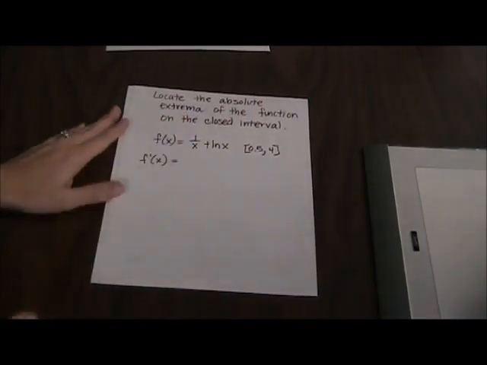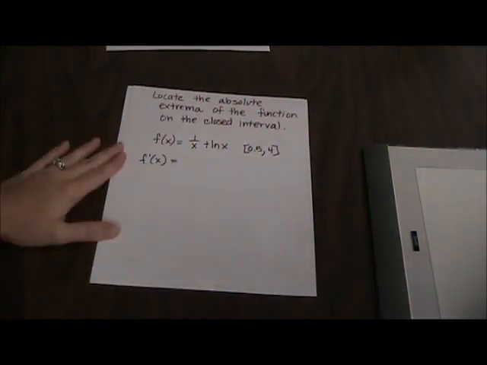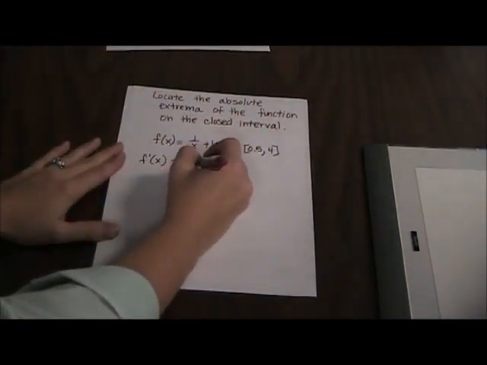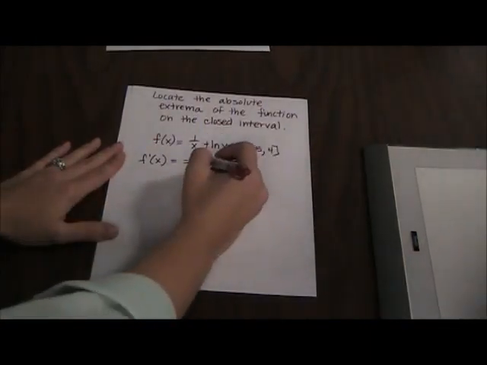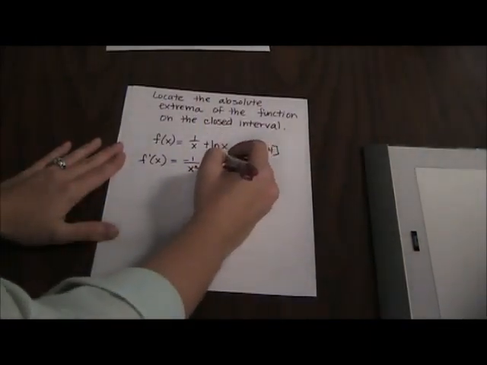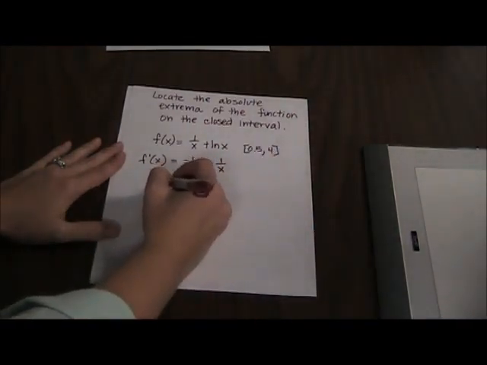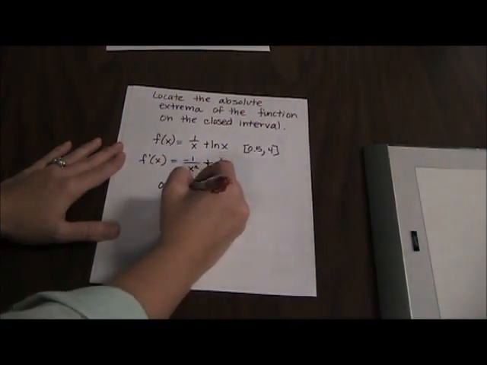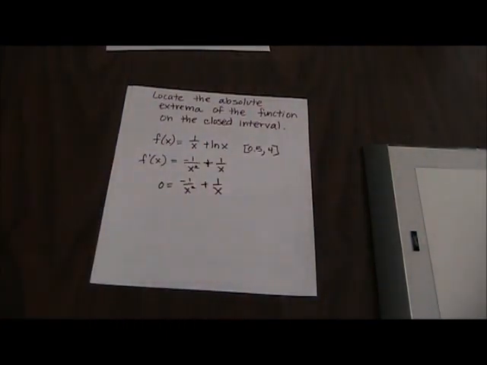Remember, 1 over x is the same thing as x to the negative 1. So the derivative is negative 1 times x to the negative 2, which is negative 1 over x squared. And the derivative of natural log of x is 1 over x. And so I have to set that equal to 0. And then I have to solve.